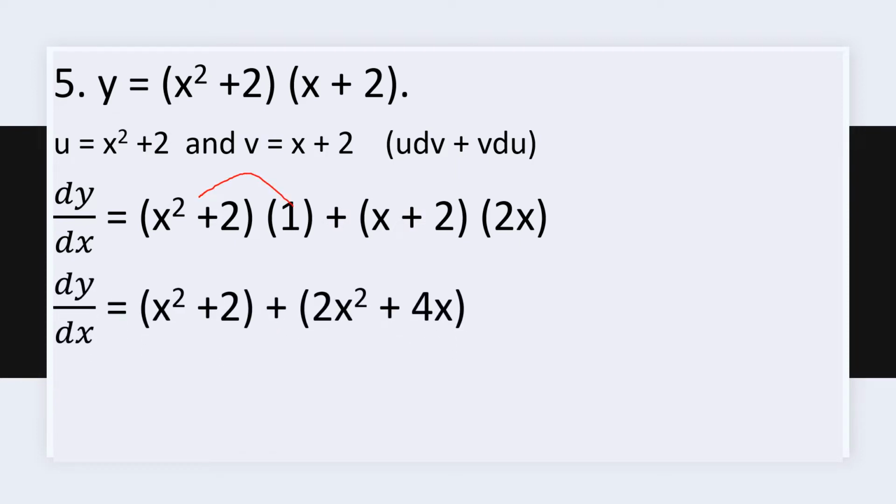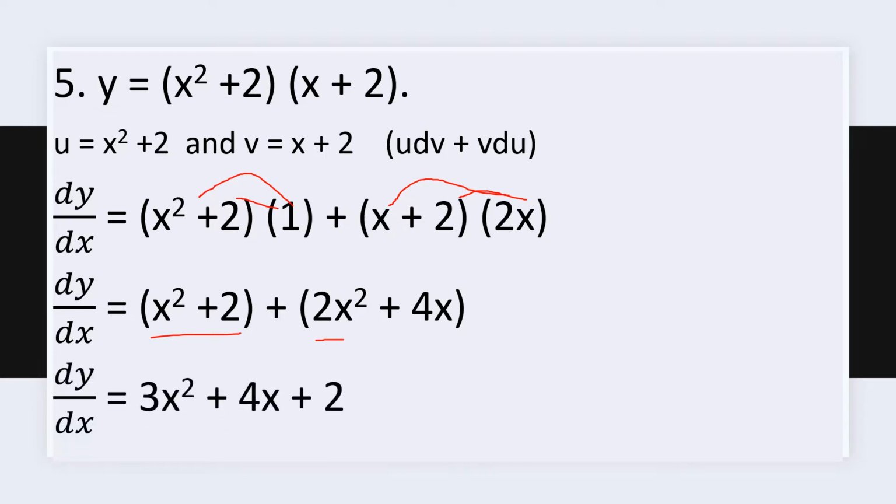Multiply 1 by x squared plus 2, so x squared plus 2. 2x times x, you have 2x squared. 2x times 2, you have 4x. Combine like terms: x squared plus 2x squared, 3x squared. 4x copy, 2 copy. That's it.